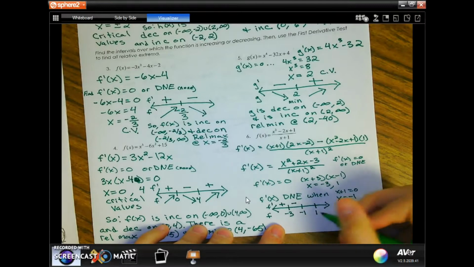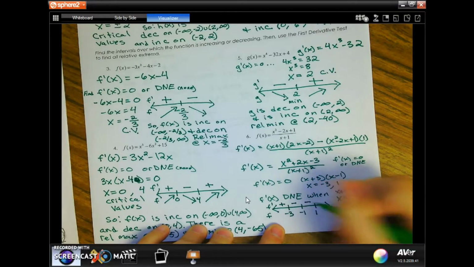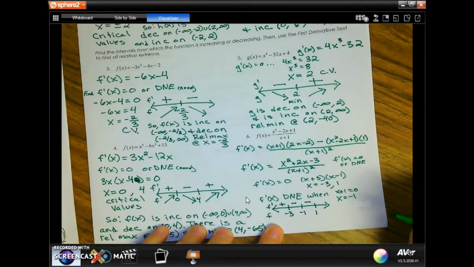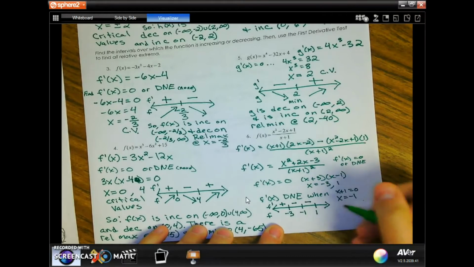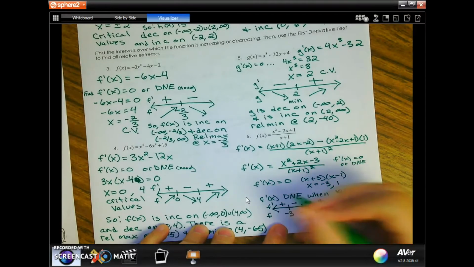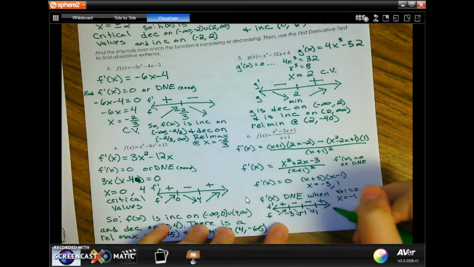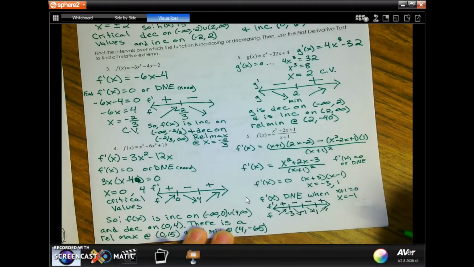Then a number in between, 0 is the easiest thing to plug in. If you plug in a 0, you get a negative 3 divided by a positive, so that's still going to be negative. Ooh, I get a double negative there. That's okay. Just make sure your arithmetic's correct. And then I plug in a number to the right, so if I plug in a 2, I also end up with a positive. What does that tell me? It tells me it's increasing, decreasing, decreasing, increasing.